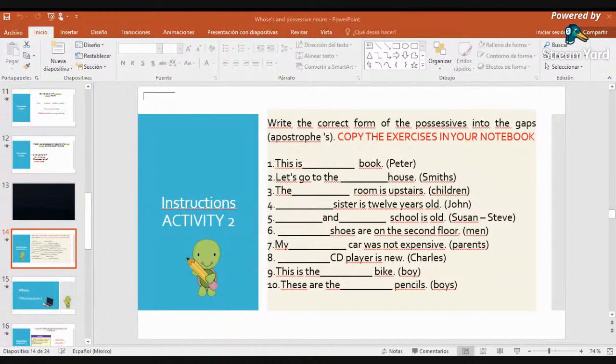I'm registering your participations, and you're like this. Aurelio 30, Galilee 30, Max 15, Fanny 15. Okay. Yes. So now. Okay. Yes, Fanny. In the number 10, boys, we only add the apostrophe because this is plural. Okay. Good, as well as Aurelio.